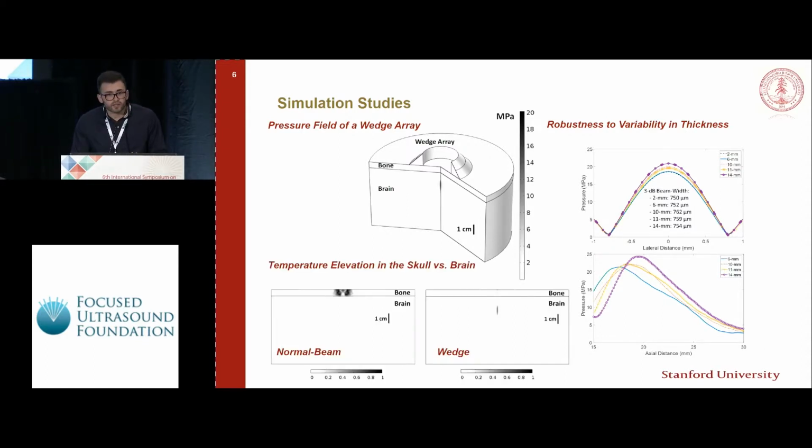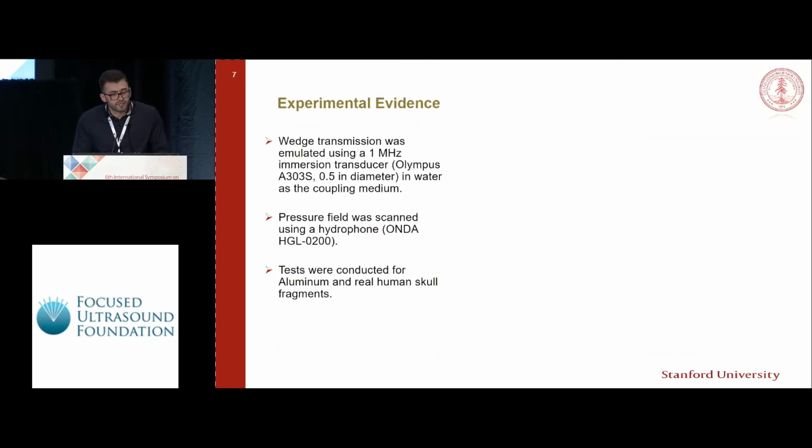And also, we look at the temperature elevation. This figure I would like to particularly draw your attention to is that we are basically benchmarking the normal beam against the wedge transducer. In the figures, you see the temperature elevation normalized to the maximum temperature in this domain. The left figure indicates that the elevated temperature in the brain is in fact dominated by the temperature elevated in the skull. Whereas in the wedge case, the temperature elevation in the bone is almost non-existent compared to the one achieved in the brain. So, of course, we are at the earliest stage of this concept.